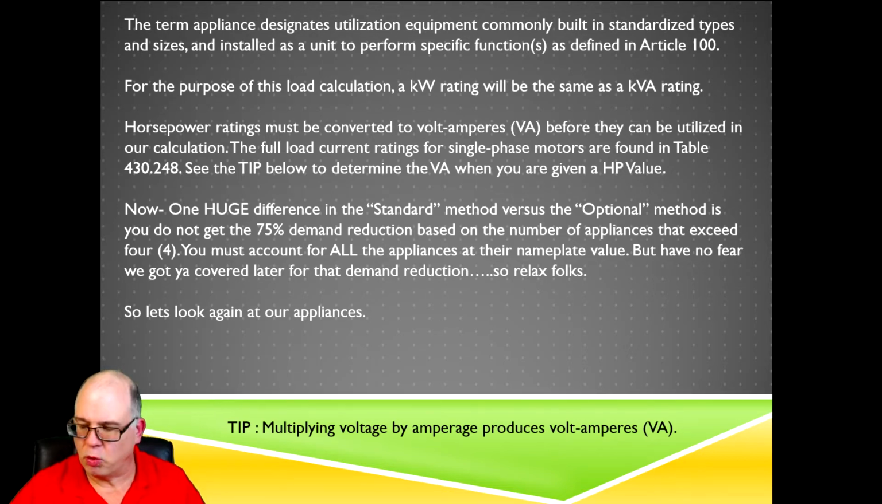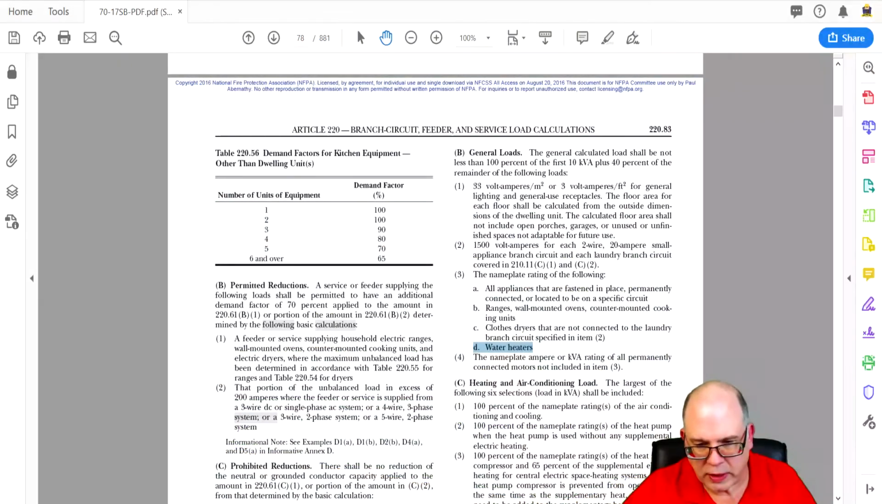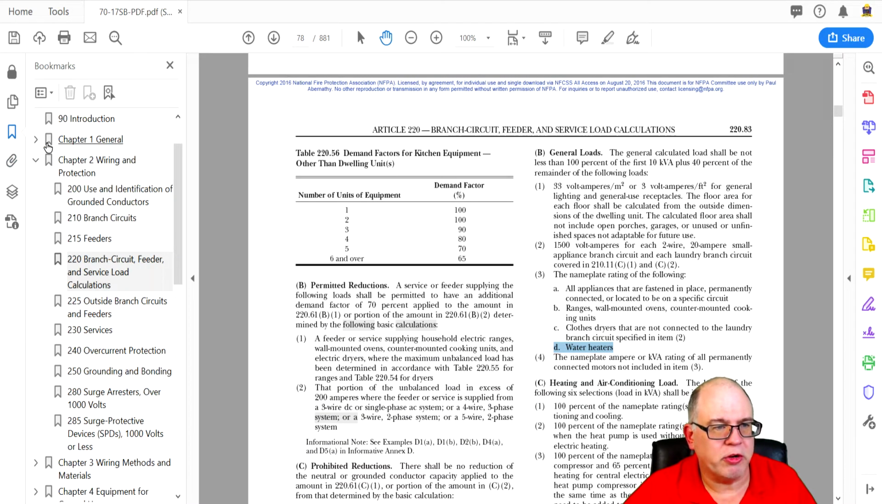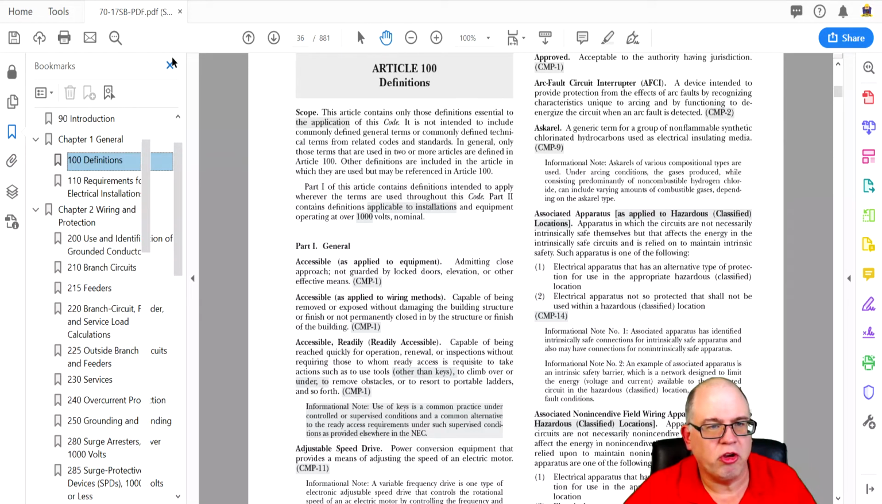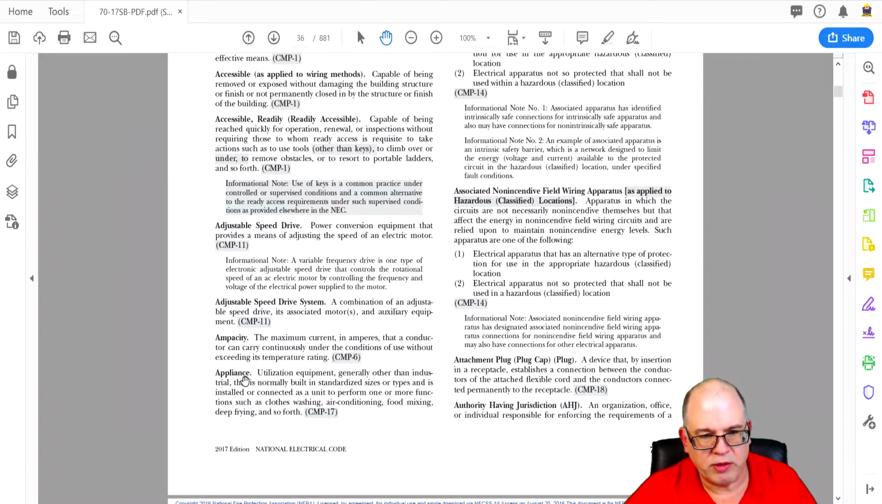But when you look at appliances, it makes reference to the term utilization equipment. And utilization equipment is also defined in the National Electrical Code, and it gives you a real unique definition. The reason I want to show you that is that I've had people question what an appliance is and how we'd apply it to these optional methods. So we're going to go to the code book real quickly, go to 100 and show you what we're dealing with for appliance.